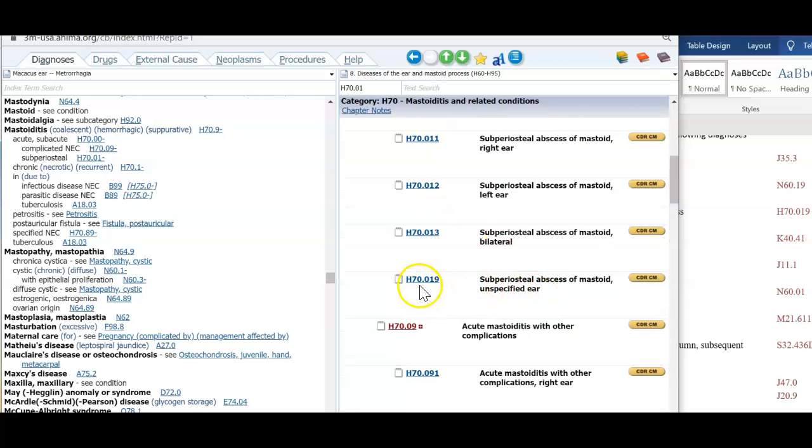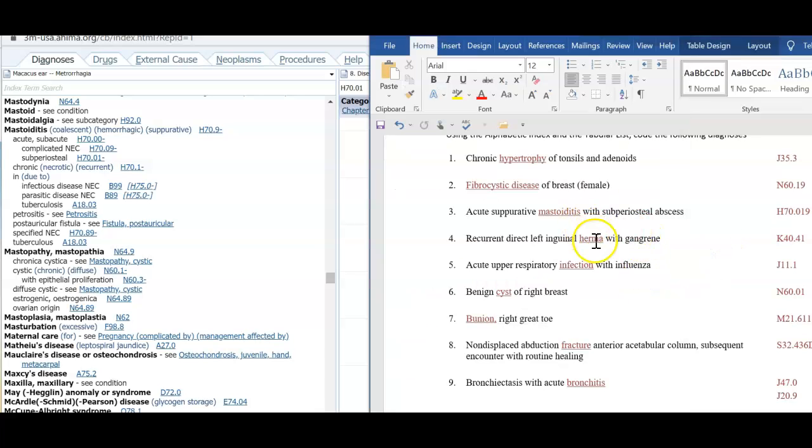So we know it's H70.019. Remember, do not interchange the zeros and the O's. This is a very good example even on the exams. Make sure you are well aware of the difference between the two. Okay, so next one here, this one can be a little tricky. We have a hernia.